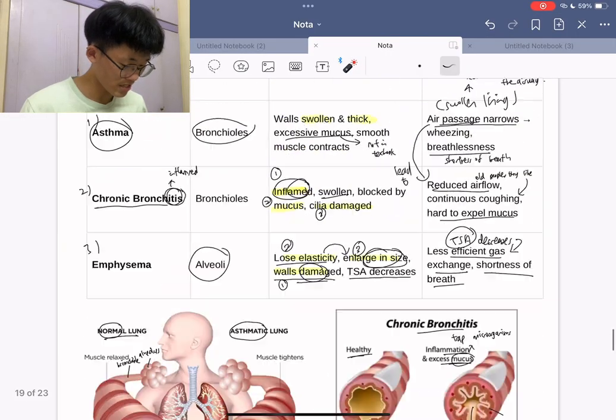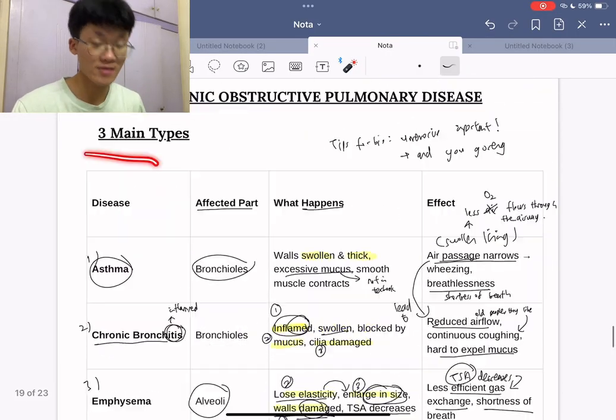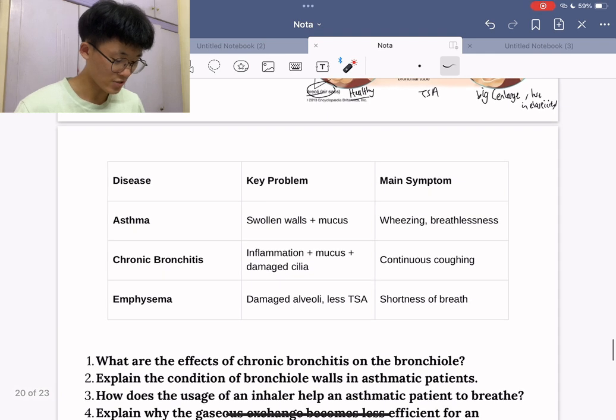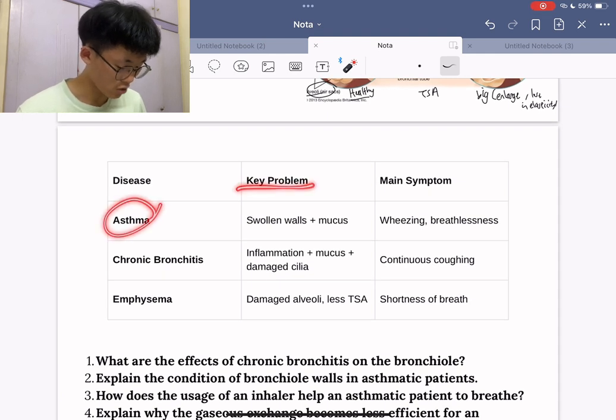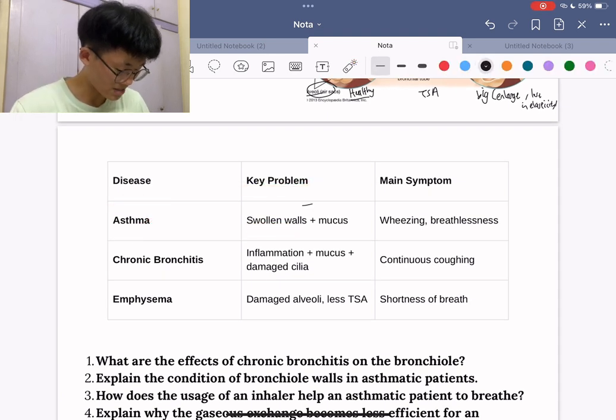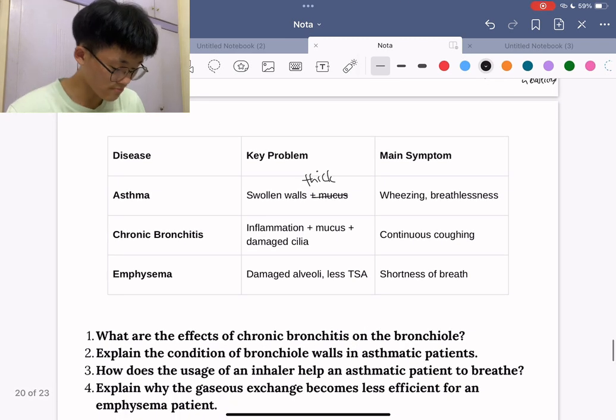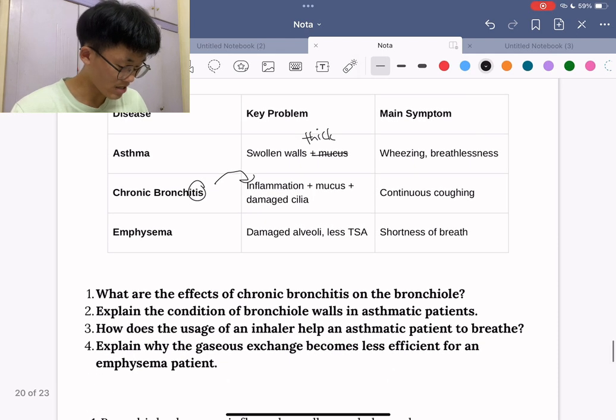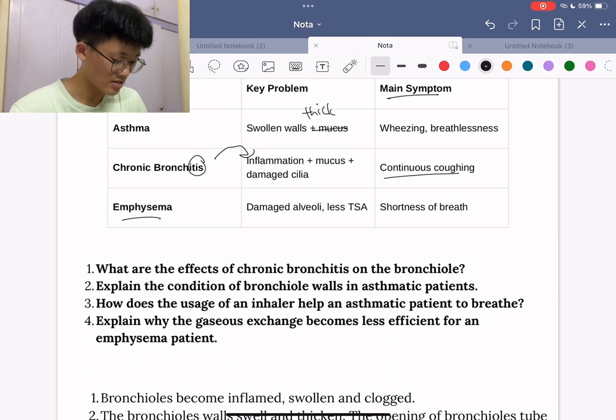Okay, in the previous video, we learned about the disease. We have three main types. And now we quickly recap. This is the key problem: swollen wall and thick. In your textbook, it doesn't say about the mucus. For chronic bronchitis, you see the "itis" one, it means inflammation, yeah? And then what is the main symptom? Continuous coughing. Yes.